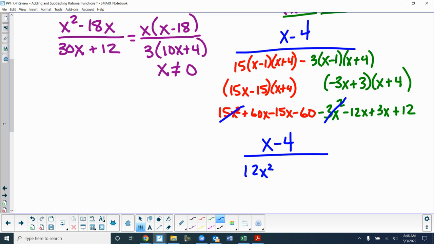60x minus 15x is 45x. Minus 12x would be 33x. Plus 3x would be 36x. So those are gone. And negative 60 plus 12 is a negative 48. Okay? So that's my fraction that's left from the original.